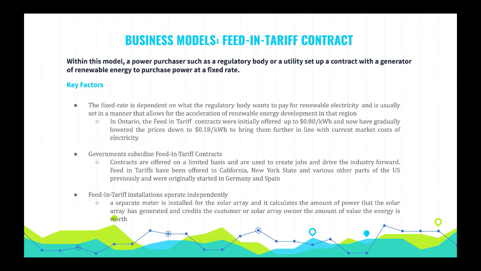Now, what's important to understand about the feed-in tariff is that they operate independently. So when you install a feed-in tariff installation, it gets a separate electric meter, and it goes directly into your grid. So there's no cap on how much power you can generate. Well, for the most part. There are some few exceptions on curtailment, but that's a long story that we can talk about another day.